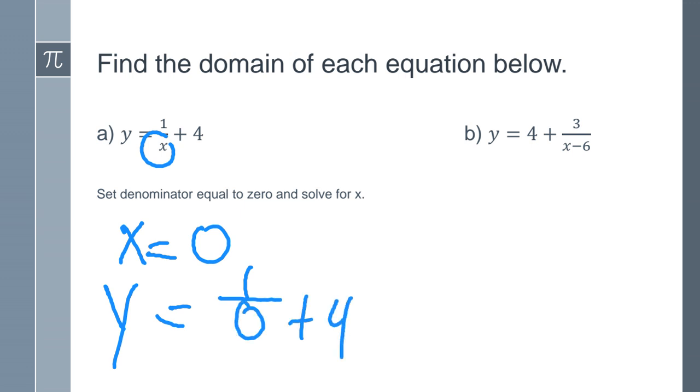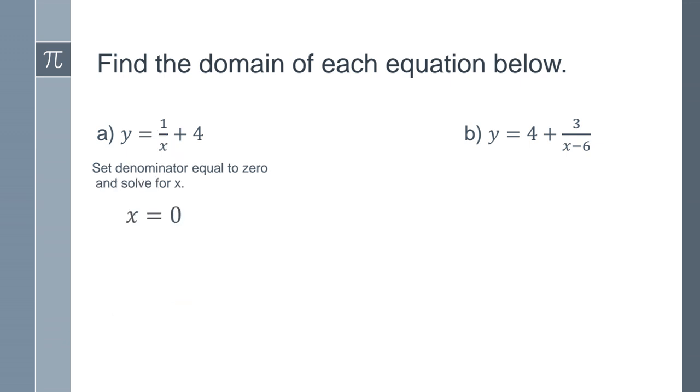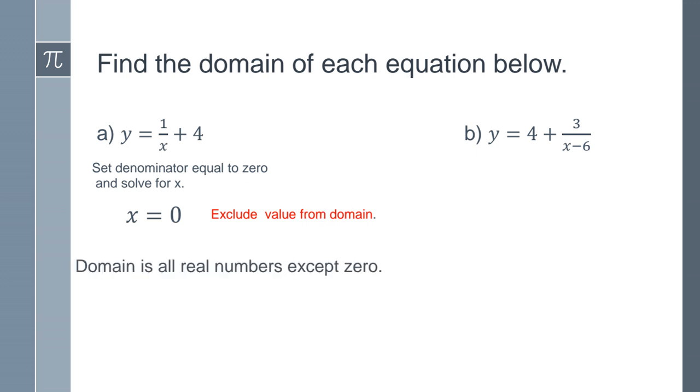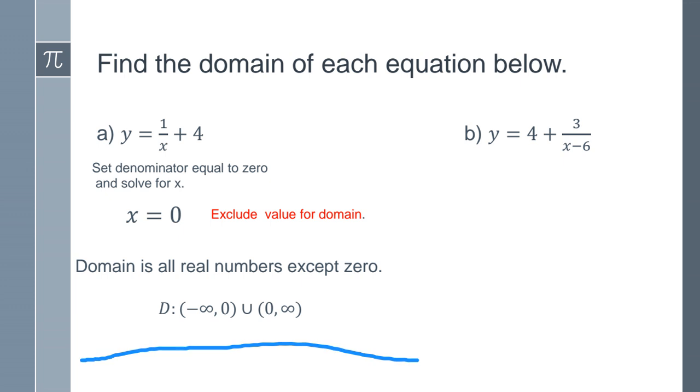To write our domain, we say that our domain is everything except for 0. How would we write this in interval notation? From negative infinity to 0, union from 0 to infinity. Here we use parentheses for infinity because that number is not included. Basically, you have your number line, and you can use all of these numbers except for 0. That's what this represents here.